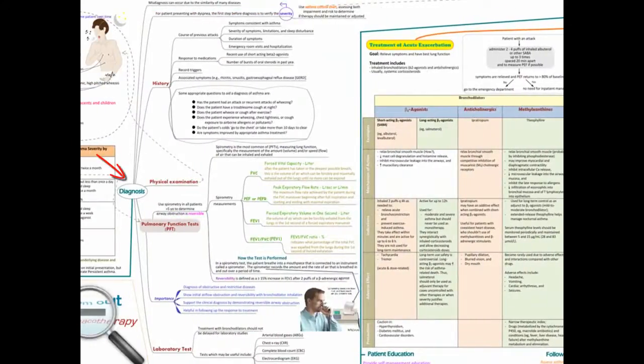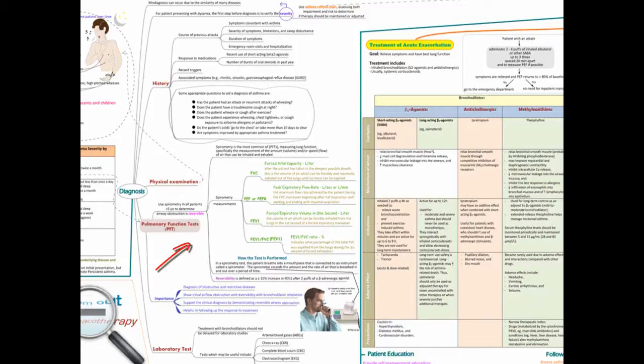Diagnosis of asthma depends mainly on history, physical examination, and pulmonary function tests. Regarding history, it's important to figure out the following: course of previous attacks, response to medications, especially the frequency of using beta-2 agonists to control the attacks, triggers, and comorbid conditions, or associated symptoms.